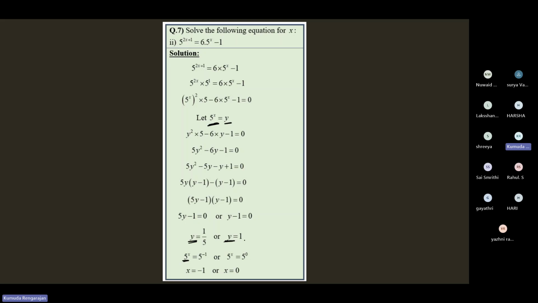Here 5 to the power x is equal to, what is 1? 5 to the power 0. Anything raised to the power 0 is 1. Remember, 1 should be written as 5 to the power 0. If the base is 2 here, you should write 2 to the power 0. If the base is 3 here, you should write 3 to the power 0. Here it is 5 to the power x, so 5 to the power 0. Okay. So on equating the powers, we have x is equal to minus 1 or x is equal to 0.